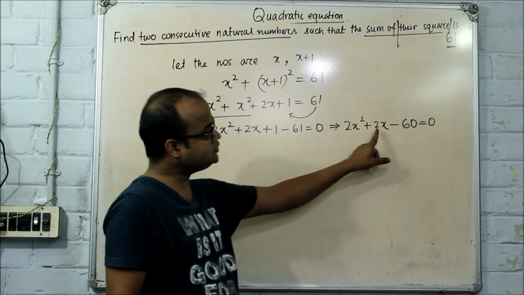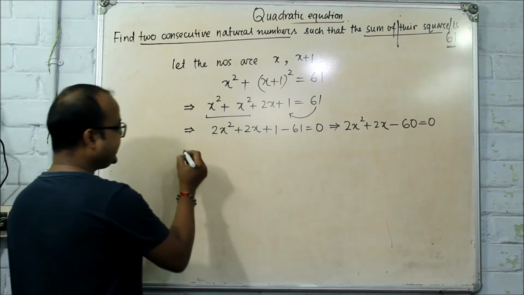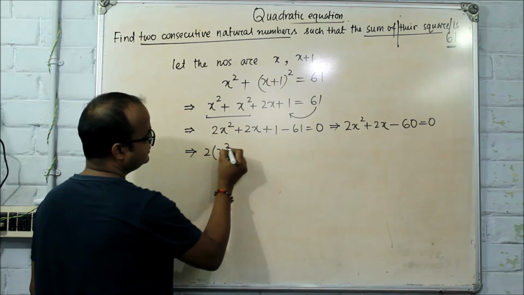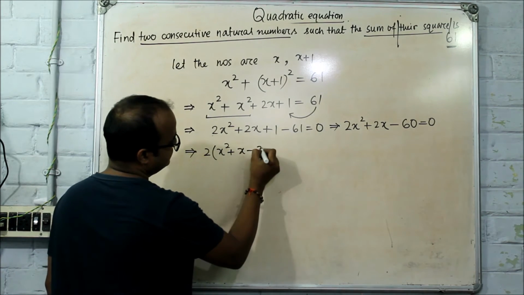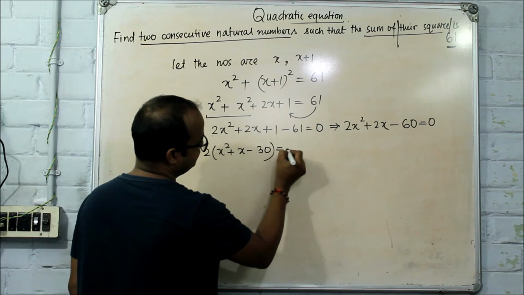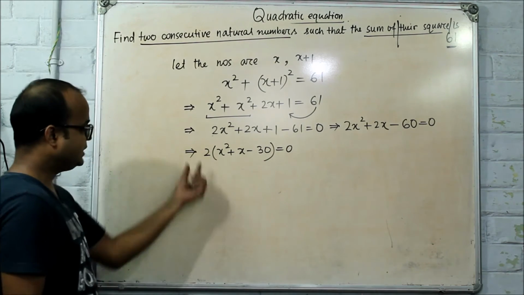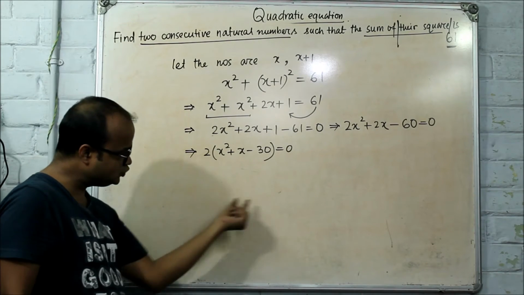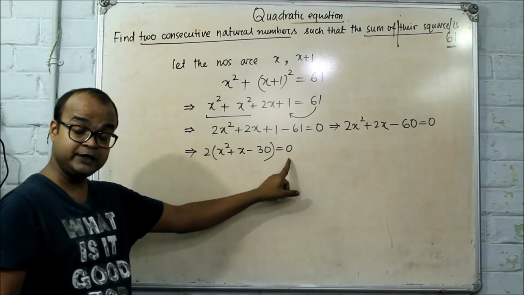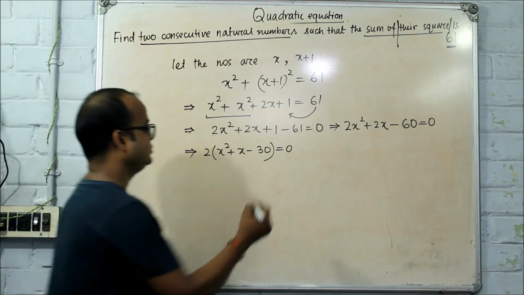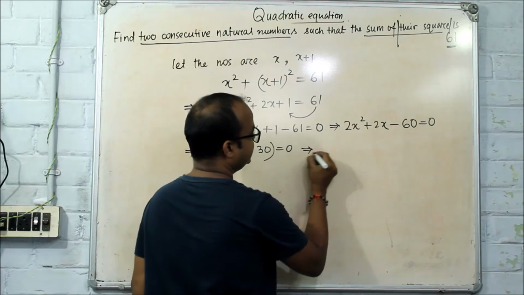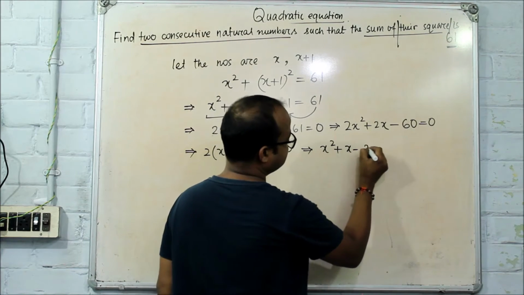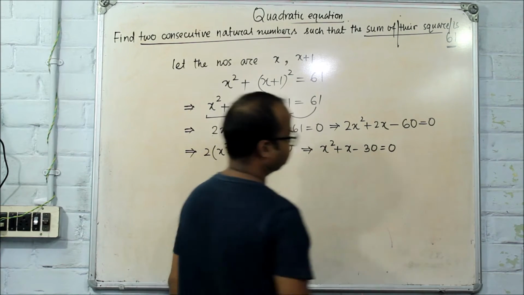Now, you can take 2 common. So if you take 2 common, you will get x square plus x minus 30 is equal to 0. Now divide both sides by 2, or you take this 2 to the other side, so it will become 0 by 2. 0 by 2 means 0. So your quadratic equation will be x square plus x minus 30 is equal to 0.